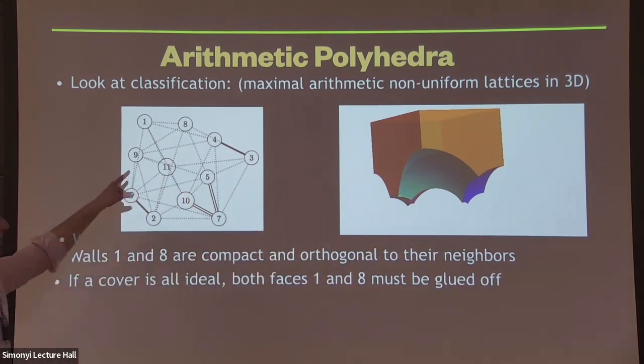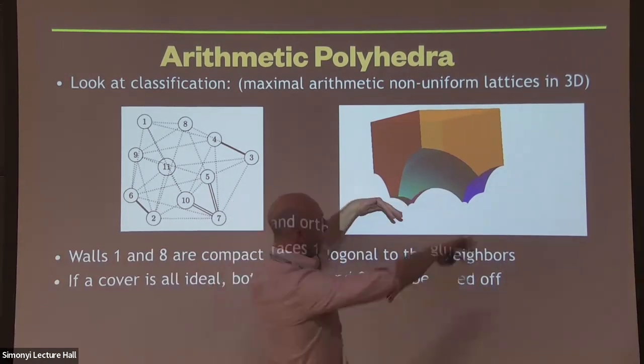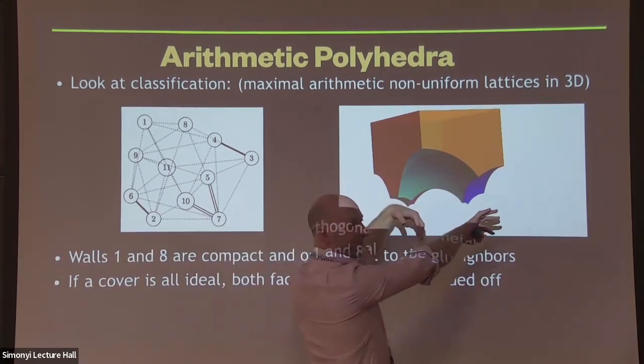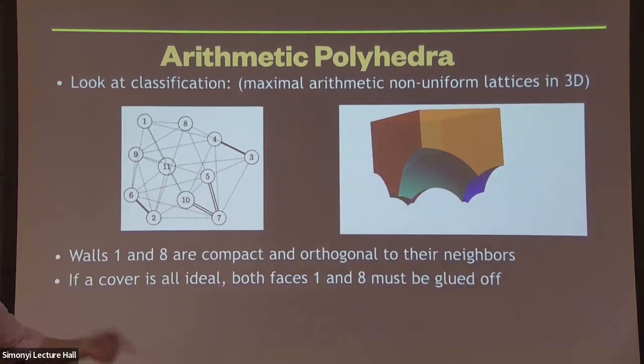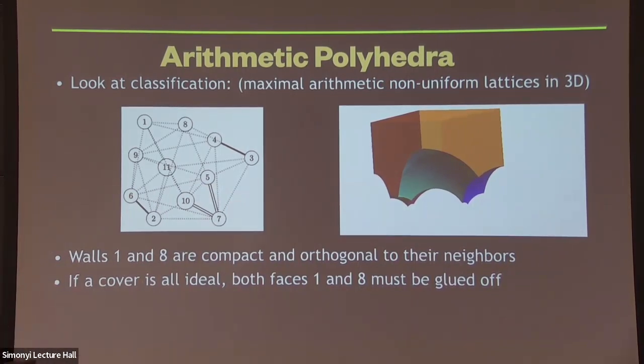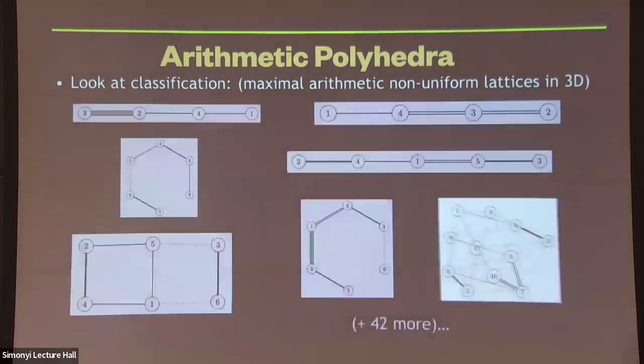The same exact logic applies to wall 8. Let's say this is wall 8, this little guy. Wall 1 and wall 8 are disjoint. So you have to get rid of wall 1, and you have to get rid of wall 8. As you try to get rid of one and the other, you always get more of each. So the group generated by reflections in walls 1 and 8 is infinite, and so there is no finite ideal cover, and this guy can't be the cover of a polyhedron. Okay, that's the easiest kind of argument. This kind of argument kills maybe 20 of these.